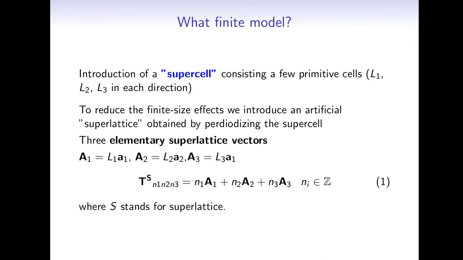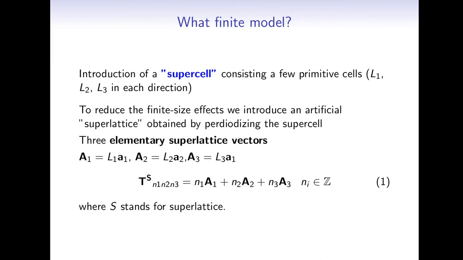We will introduce a supercell, which consists in just taking a few primitive cells. Here I will call L1, L2, L3 the number of primitive cells in each direction I take, so that at the end you have L1 times L2 times L3 primitive cells in your supercell. And you have to see the supercell as just a big molecule, for the moment.